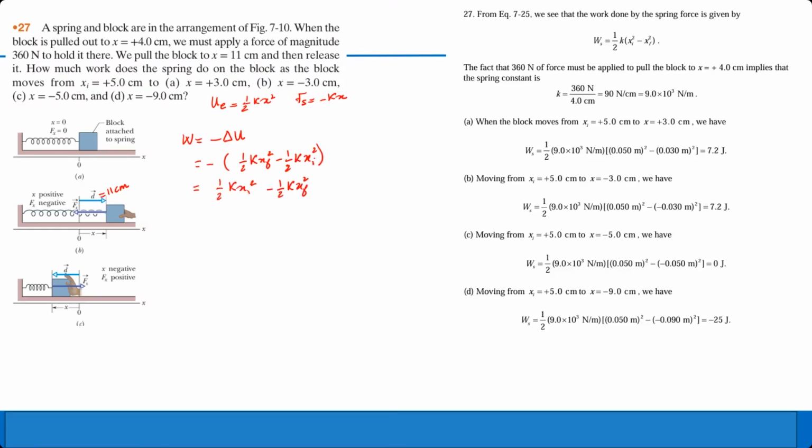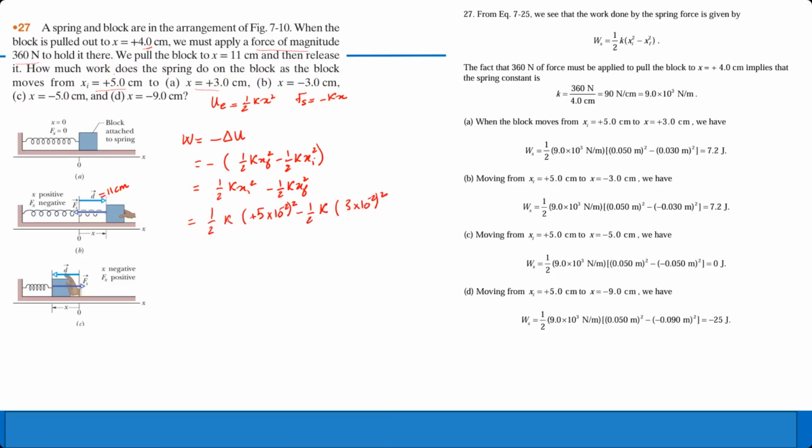Now, we have different positions for the spring. We're told when the block is pulled to x equals 4, we apply a force of magnitude 360 to hold it there. We pull the block to x equal 11 and then release it. And then we want the work done from x equal +5 to x equal +3. So, okay, one thing I know is x initial is +5 centimeters and x final is 3 centimeters.